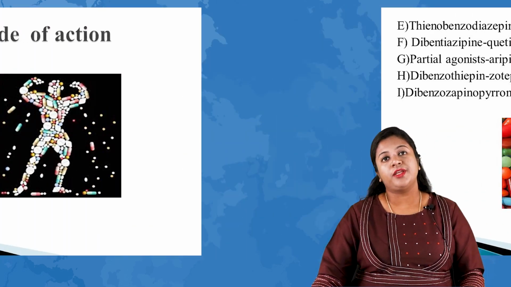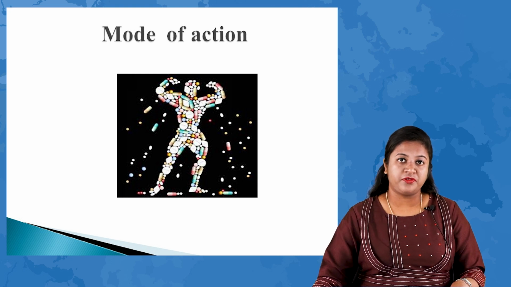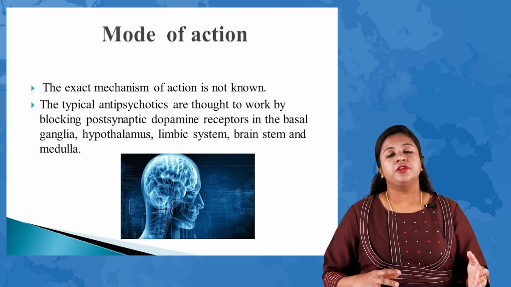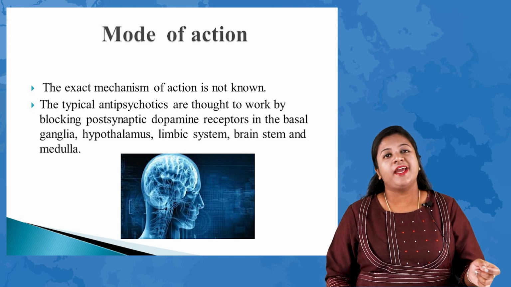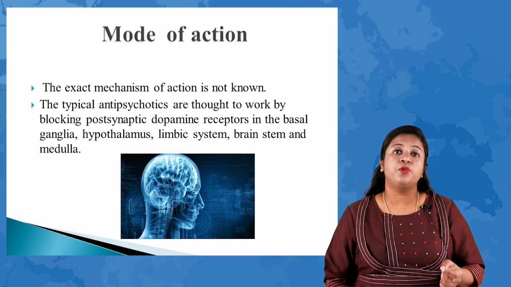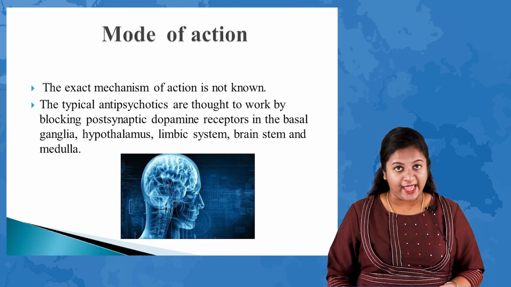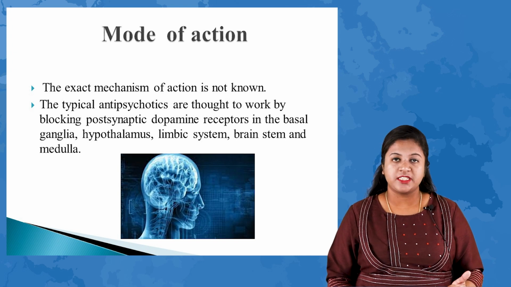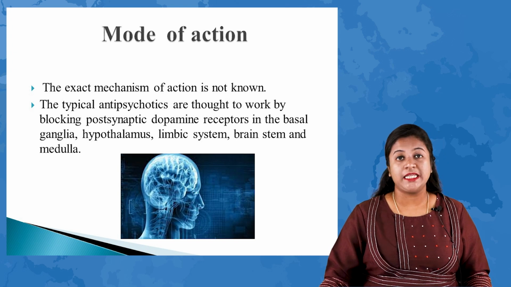So moving on to the mode of action. When the patient is on this antipsychotic group of drugs, how is it acting in the body? We'll see the mode of action. The exact mechanism is unknown. But we have a theory that the typical antipsychotics work by blocking the postsynaptic receptors present in the basal ganglia, the hypothalamus, limbic system, brain stem, as well as the medulla. So this is the mechanism of action of the typical antipsychotics.